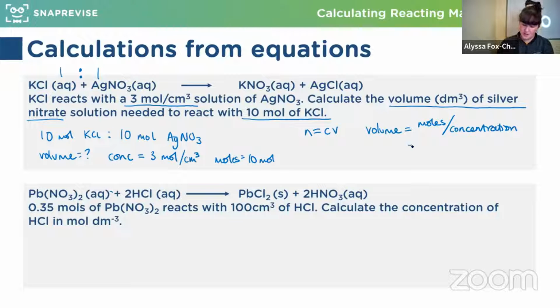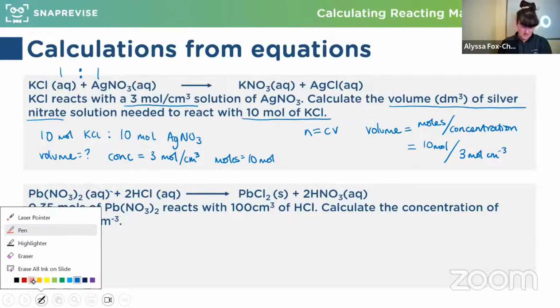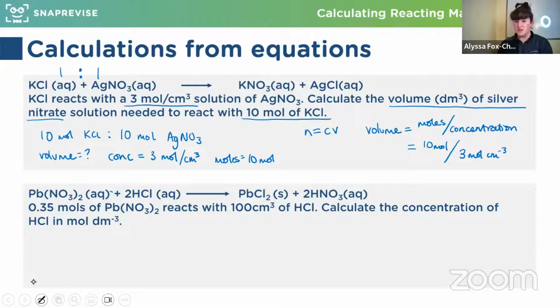So all I need to do is plug in my numbers to get volume. Moles is 10 mole. Concentration is 3 mole per centimeter cubed. I can see again, just after using units, I've got mole divided by mole per centimeter cubed. Cancel the moles. The per centimeter cubed is then going to be brought up because it's divided by per, so it's divided by, which means times. So 10 divided by 3, my volume is 3.3 centimeters cubed.